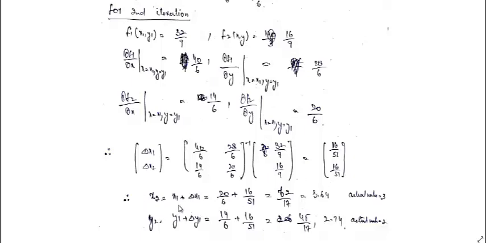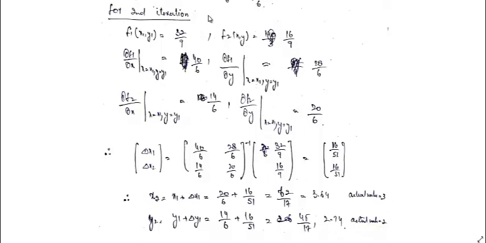So x2 will be equal to x1 plus delta x1, that is 20 by 6 plus 16 by 51, it is equal to 3.64. So y2 is equal to y1 plus delta y1, 14 by 6 plus 16 by 15, it comes out to be equal to 45 by 70, that is 2.74. You can see it comes out very close to the actual value, which is 3. It's 2.74, actual value is 3. When we go for 2 or 3 iterations, it will definitely converge.